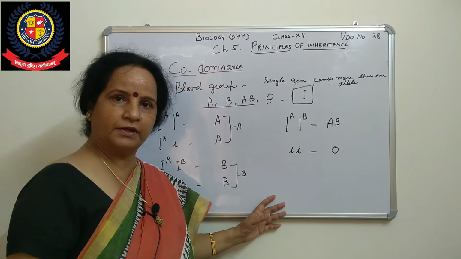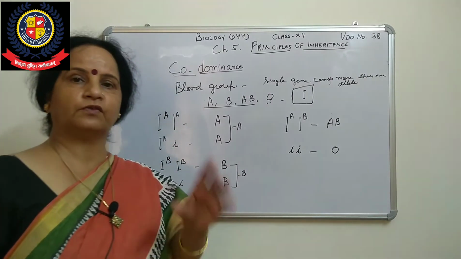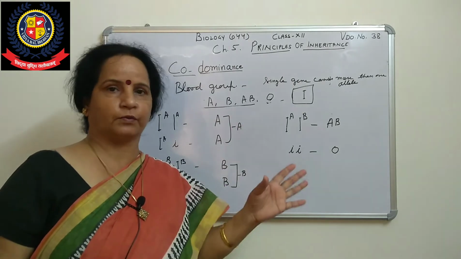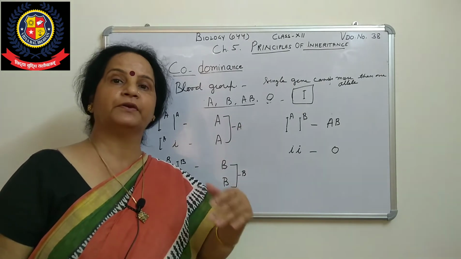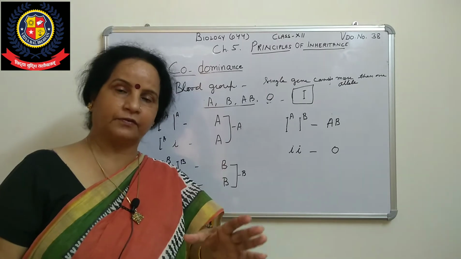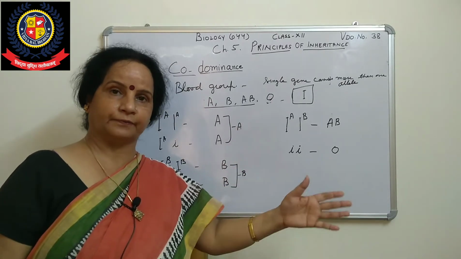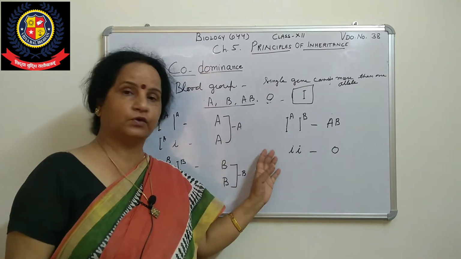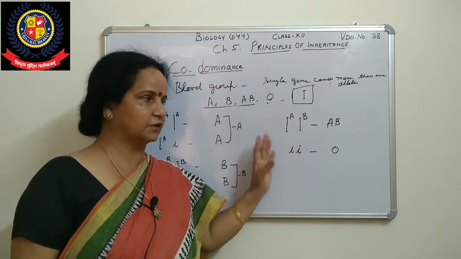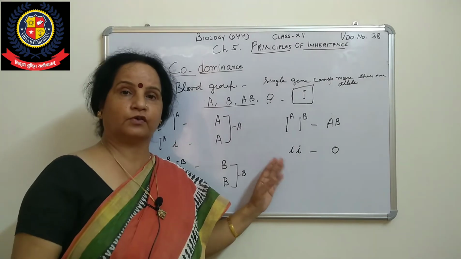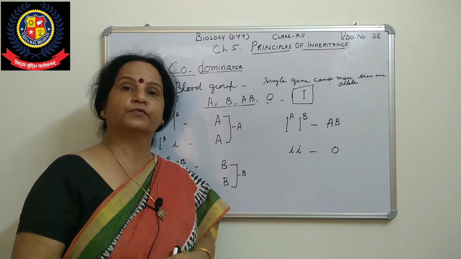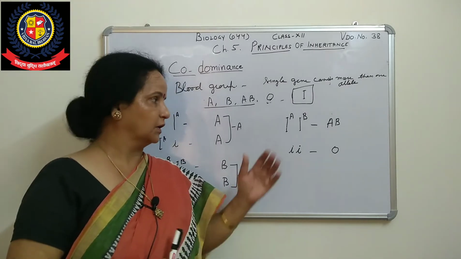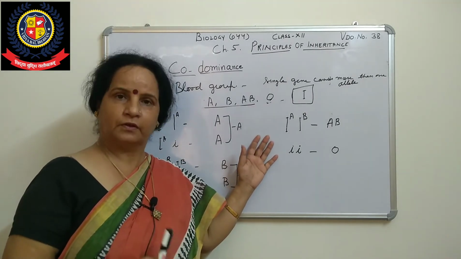Okay, is that clear? Codominance. Earlier we saw incomplete dominance, where the offspring do not resemble either of the parents, but show intermediate traits which are not seen in the mother or father. In codominance, the offspring resemble both parents. This is the one difference. Sometimes a cross is given and the question asks you to differentiate between incomplete dominance and codominance. It's very simple. Example: human blood grouping.